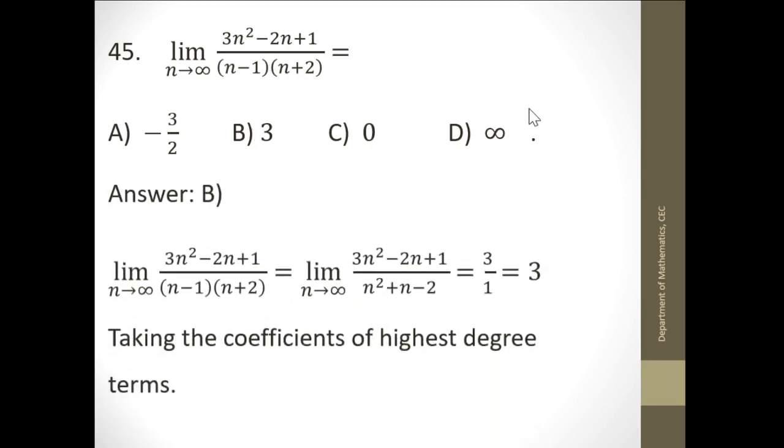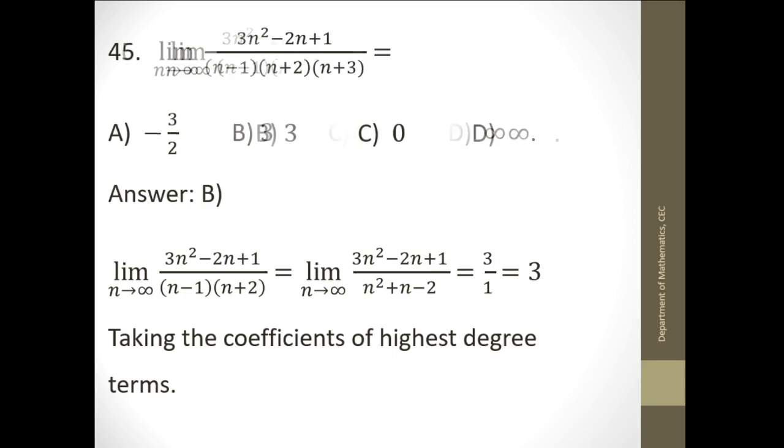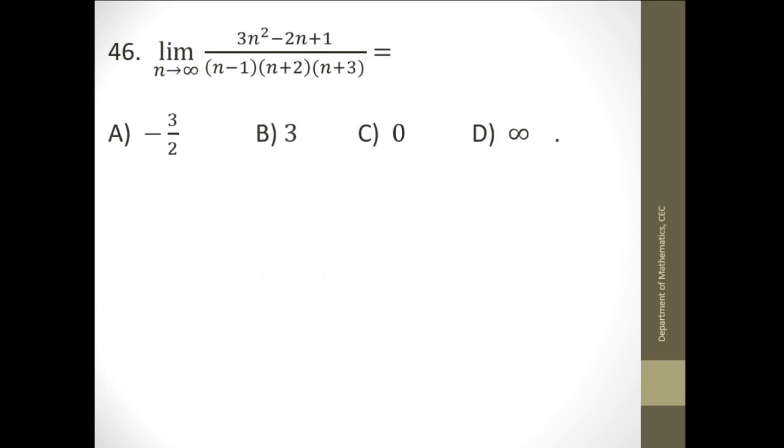That's all. It's very simple logic. Take the coefficient of the highest degree terms in the numerator and denominator, if the degrees are the same. So 3n square by 1n square, that is 3 by 1 equal to 3. Okay. Here the denominator degree is more than the numerator degree. Denominator degree more means no doubt it is 0. If the numerator degree is more, then it is infinity.